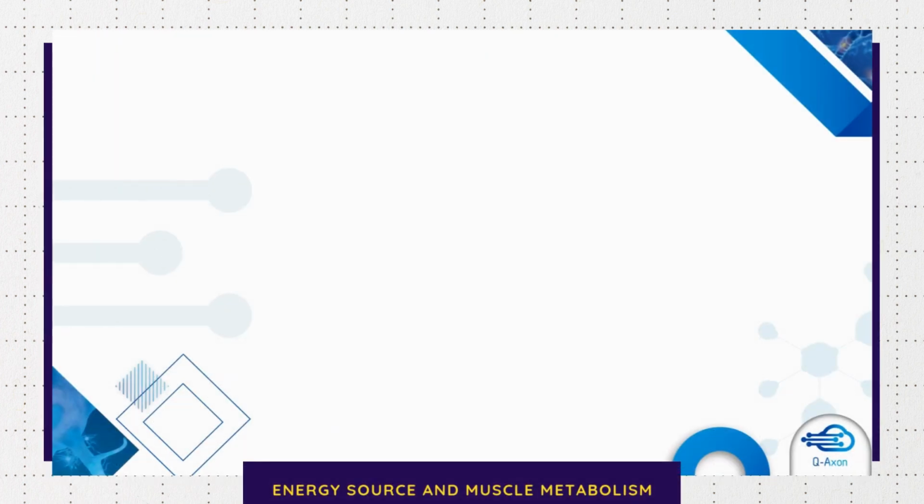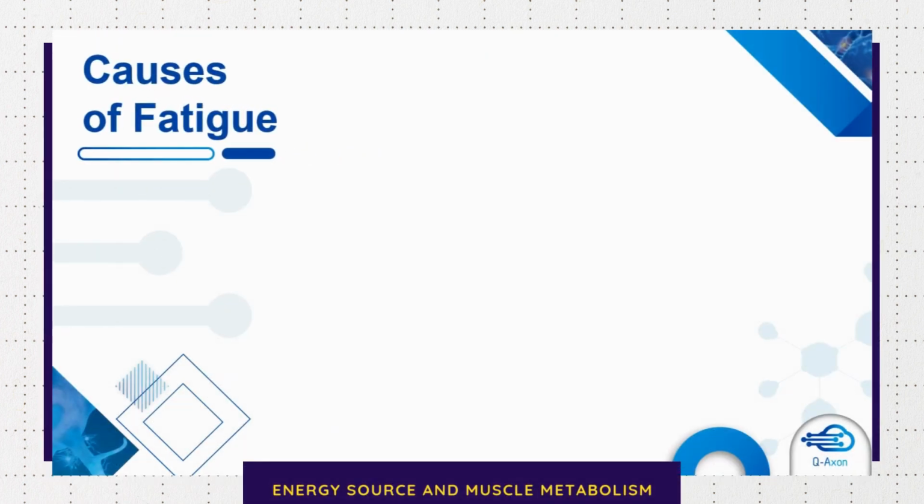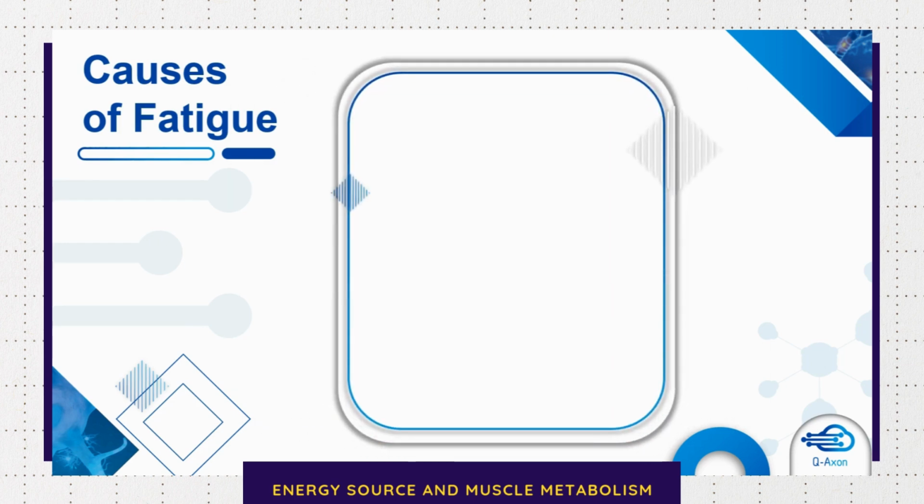With repeated contraction, why should a muscle undergo fatigue? In other words, what are the causes of fatigue? Now, there are many causes of fatigue. With repeated contraction, there is a slow building up of potassium ions. So there is a local increase in potassium ion concentration, leading to a decrease in excitability of the muscle. So this is one of the causes of fatigue.